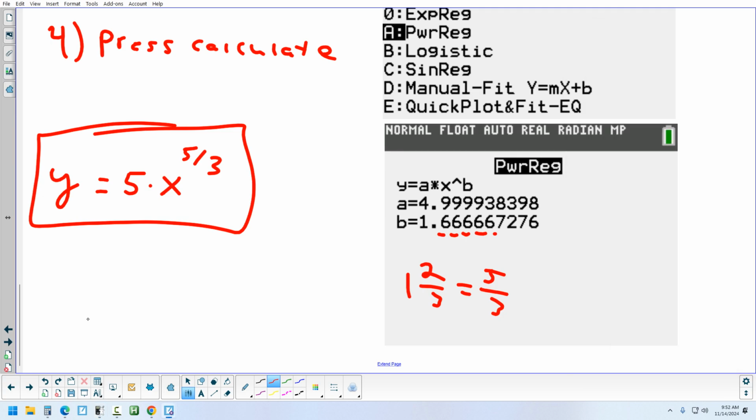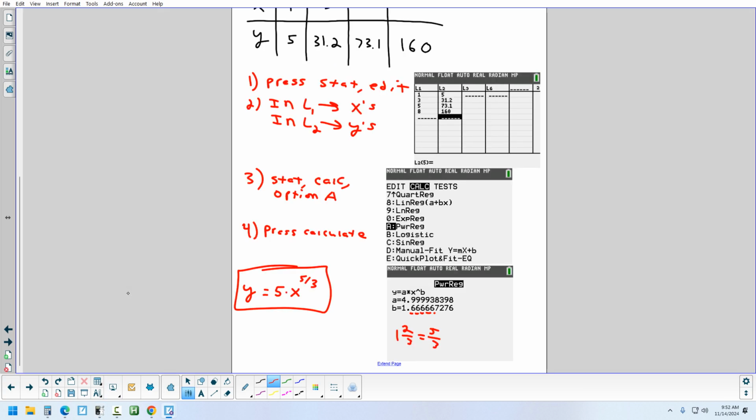All right, but all that you are responsible for knowing is how to do those 4 steps and then writing the answer. Type in your data, go to the power regression, and then press calculate, and it'll give you the answer. If you're using a different calculator, I can help you too. Any questions on that?